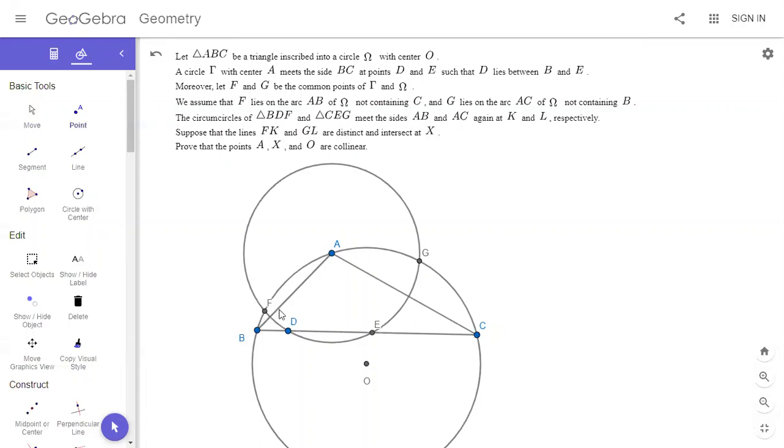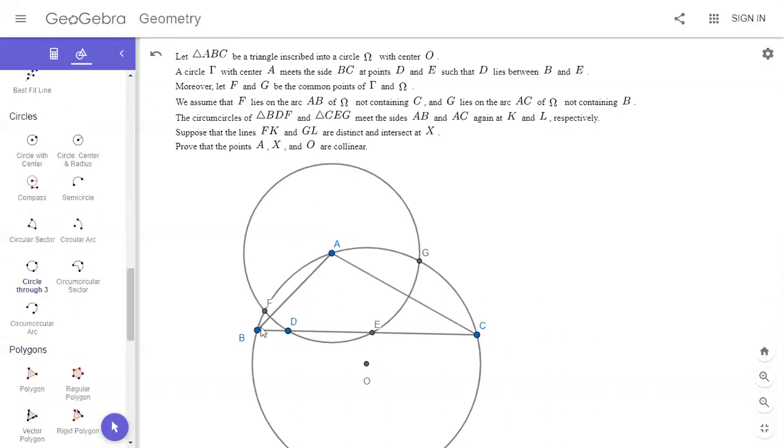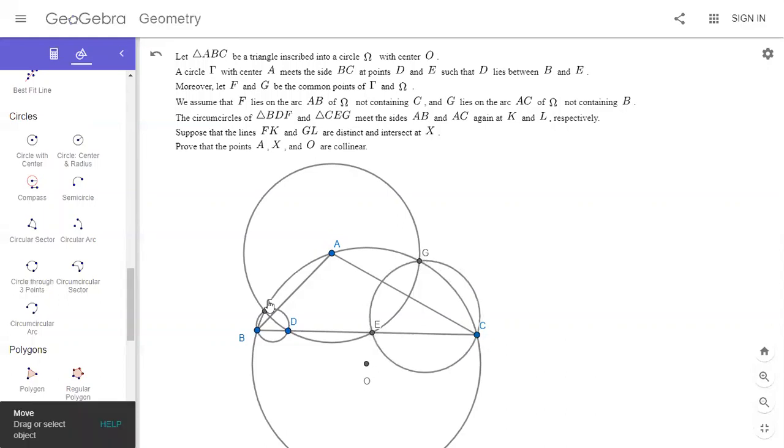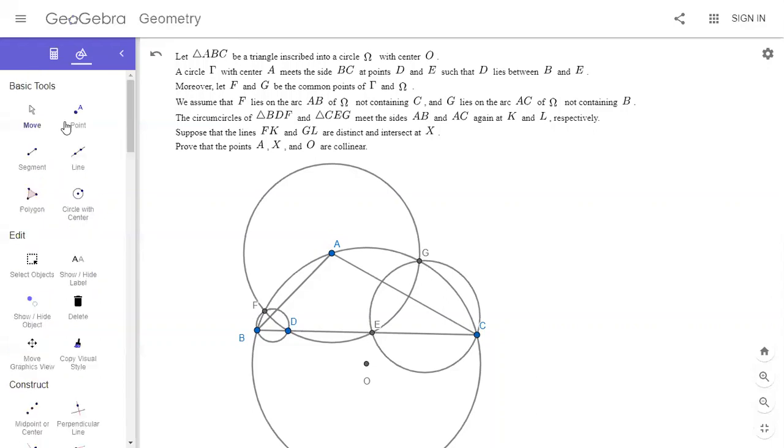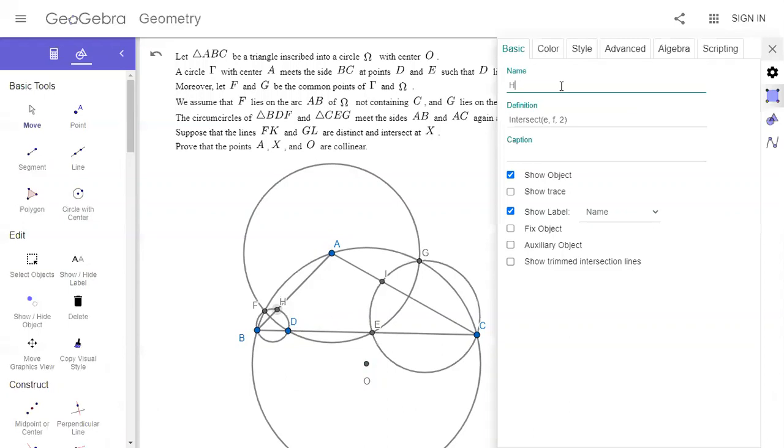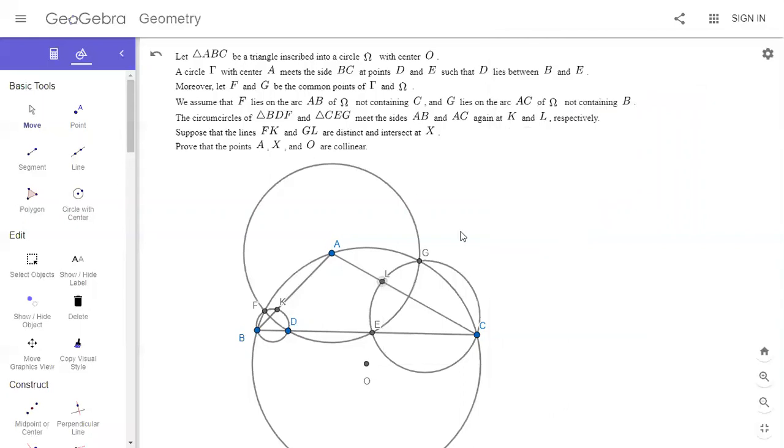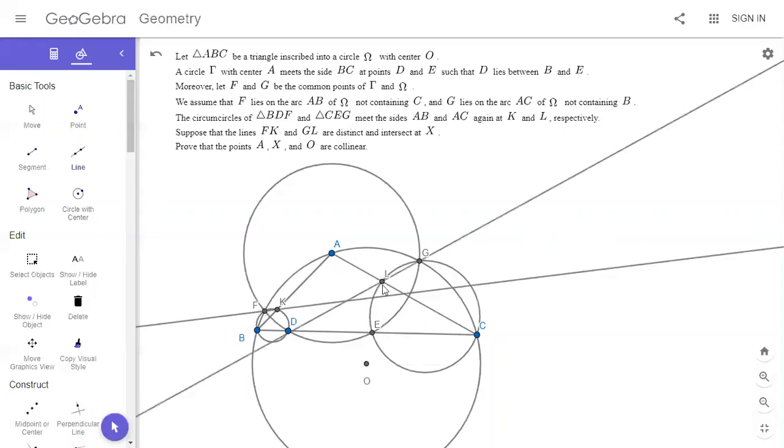The circumcircles of BDF and CEG meet the two sides at two points. So K and L, I'm going to rename those. FK and GL intersect at X. And we want to show that A, X, and O are collinear.